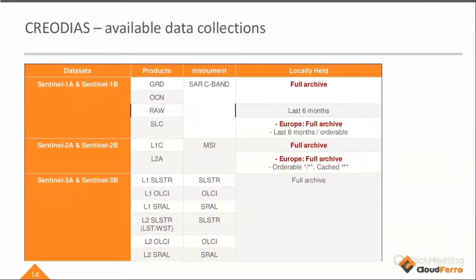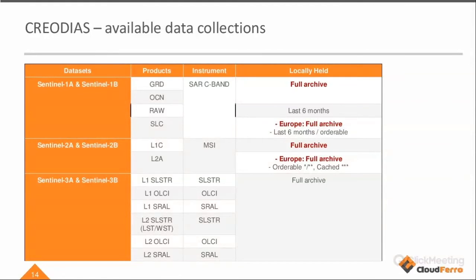Datasets coming from Sentinel-1, so radar satellite. In different products, we have the datasets which are locally held or in an orderable mode. So for example, in GRD, SAR-C band, OCN, RAW, we have a full archive, RAW last 6 months, SLC, a full archive for Europe, and the last 6 months outside of Europe is orderable.